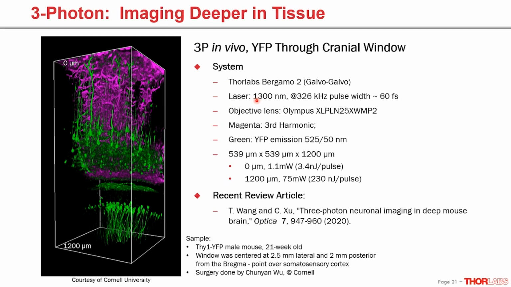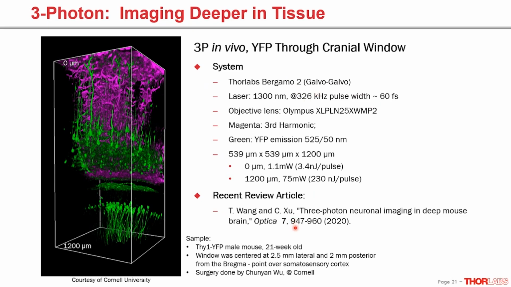And then the main difference between using a 2P laser imaging system versus a 3P imaging system is really the laser. This is a 3P image, and they used a laser that was at 1300 nanometers, so longer wavelength than typical 2P, and a low duty cycle laser, so shorter pulse lengths and lower repetition rates.